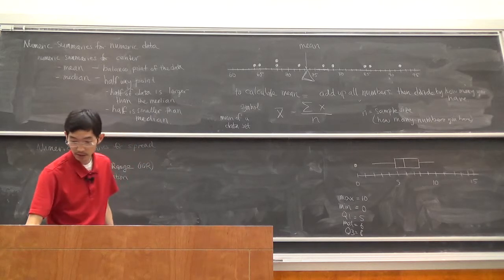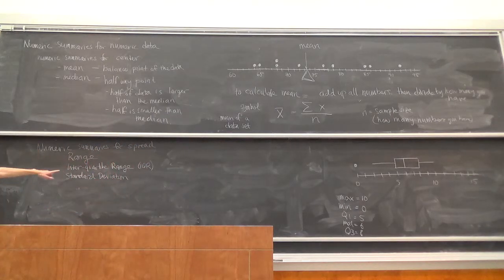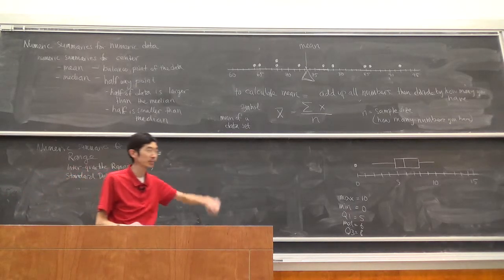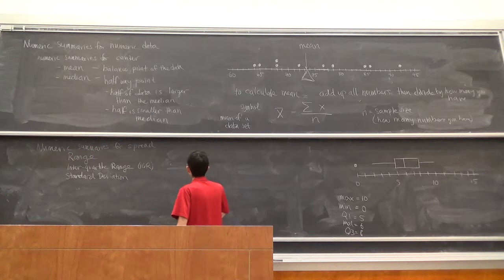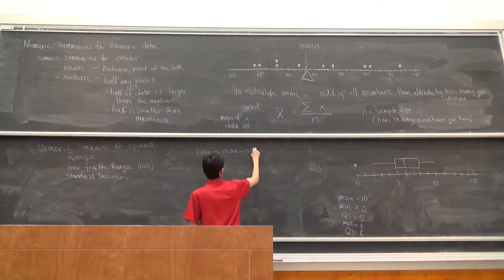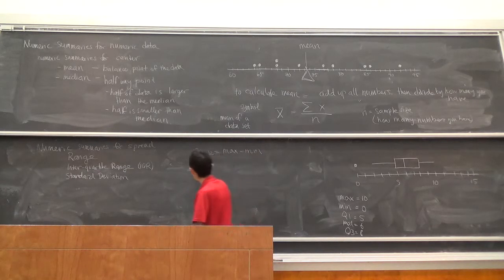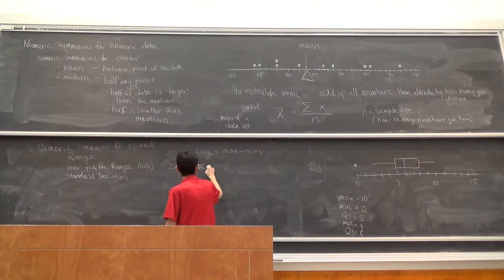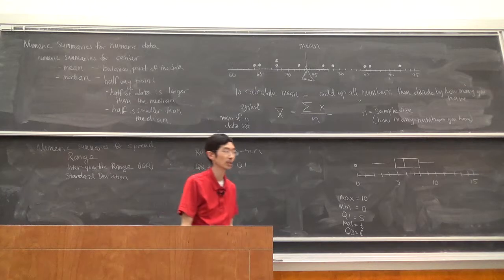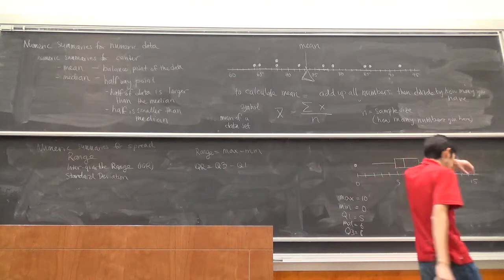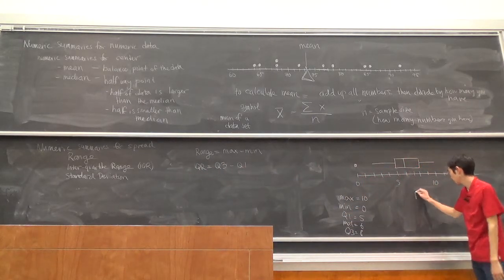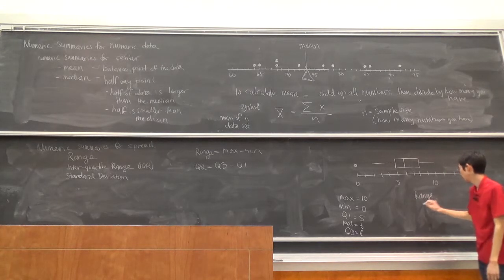And then, okay, the range is just equal to the maximum minus the minimum. And the IQR is equal to Q3 minus Q1. So looking at our data set over here, what is our range and what is our IQR?